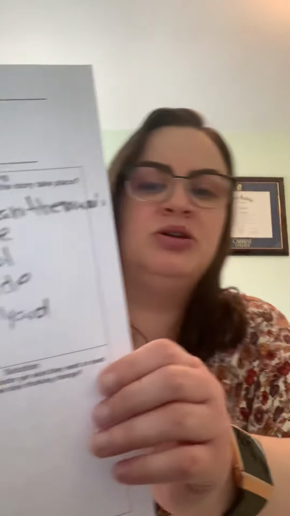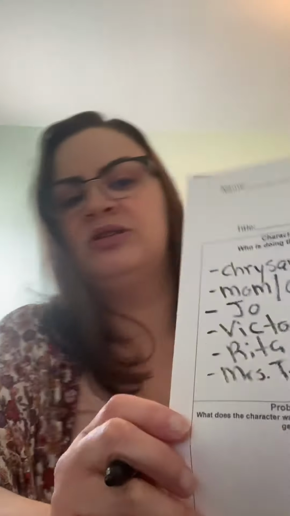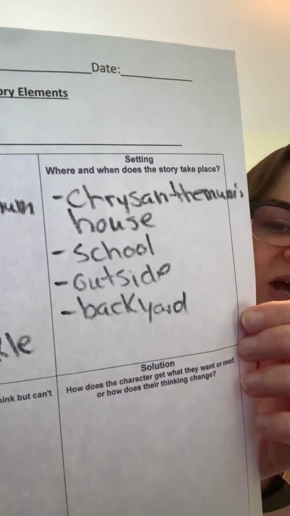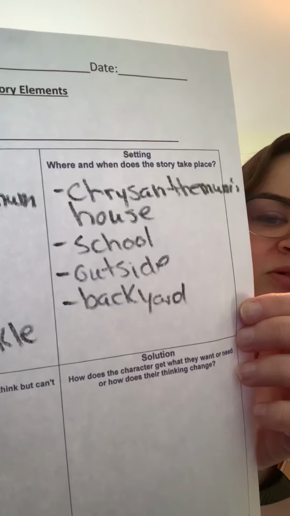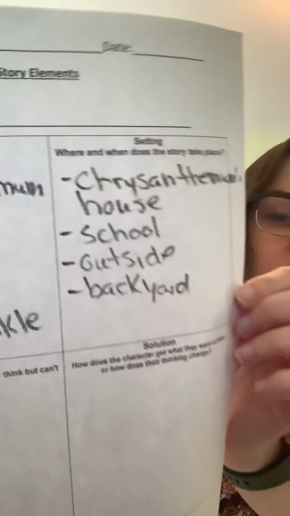Okay, so just like characters, I listed. So for the settings box, oops, is that the right one? I'm doing it backward, guys, so it's kind of hard to say. Chrysanthemum's house, school, what else do we say? Outside, and the backyard. So they're just listed. For the problem is what went wrong in the story.